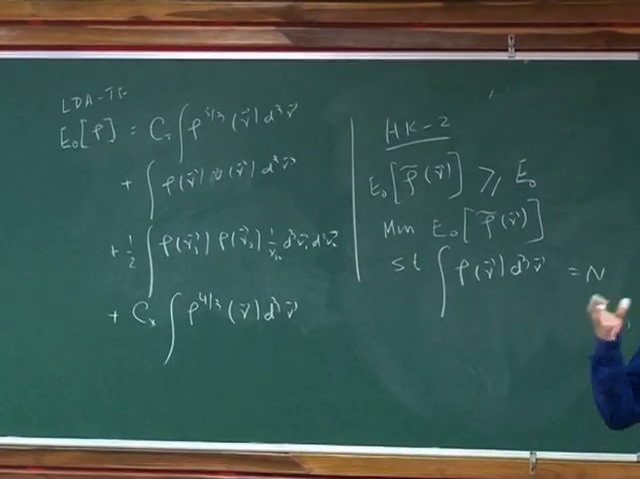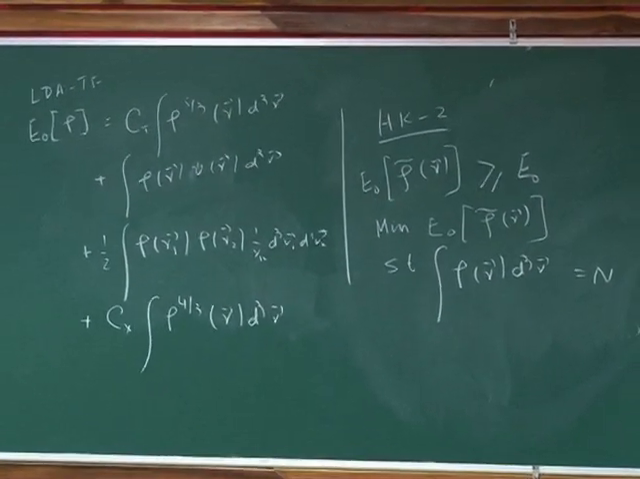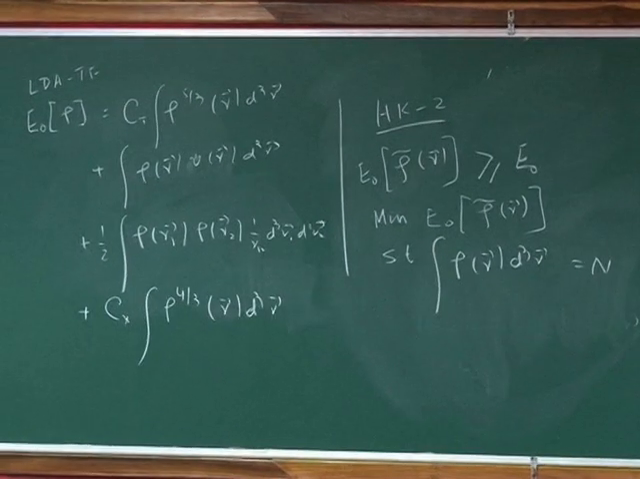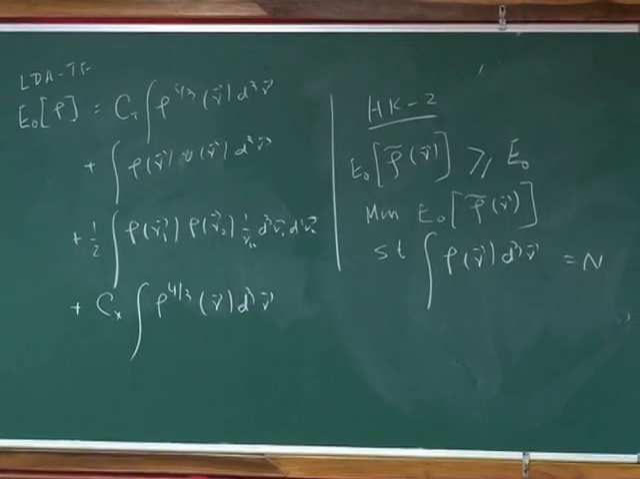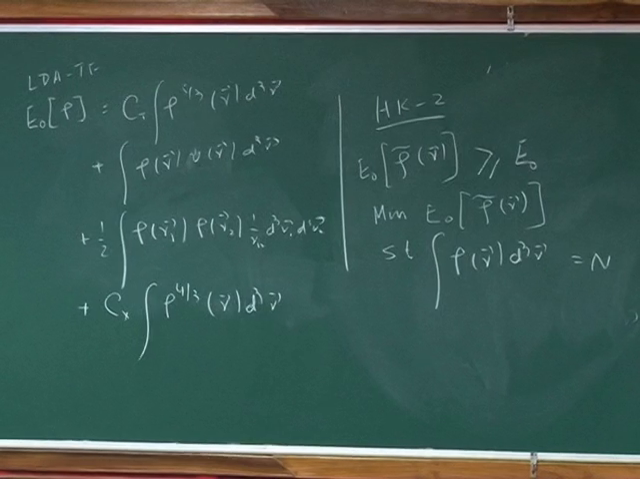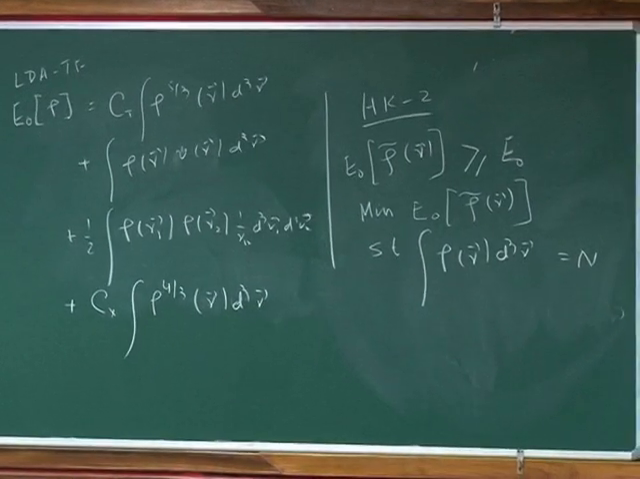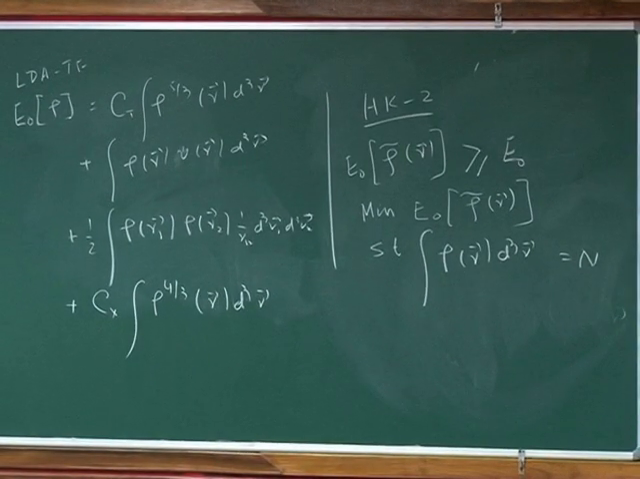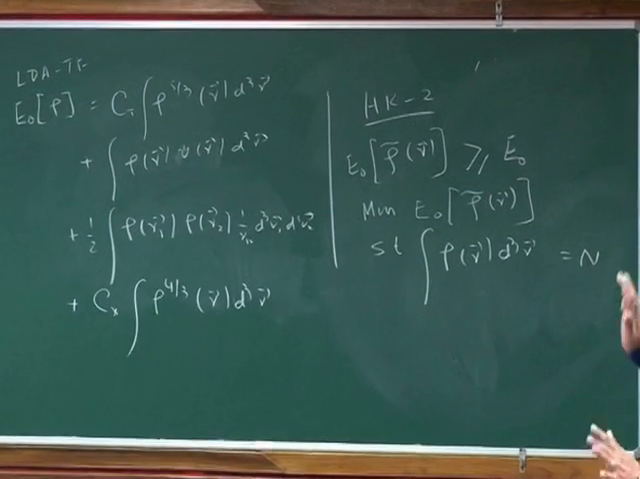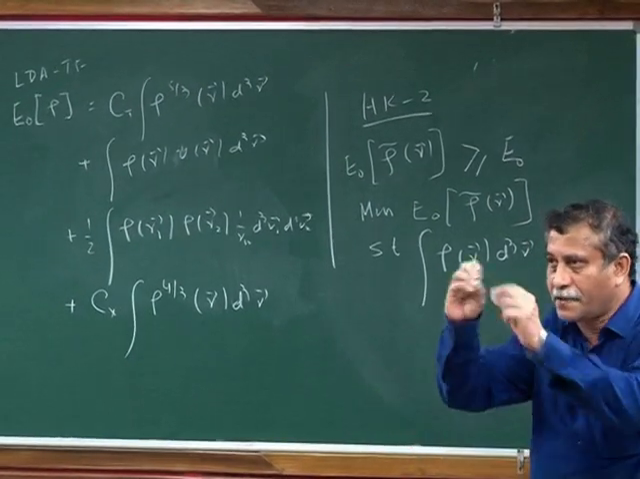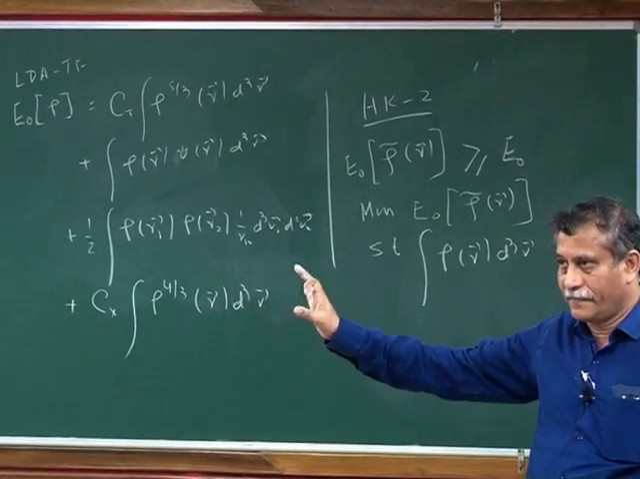Because when I'm just varying the electron density, I have no way to know about the normalization. So I must make sure that the rho of r integrates to n. So what are the variational parameters that you optimize in this? Right now, only rho of r. It's a functional calculus.